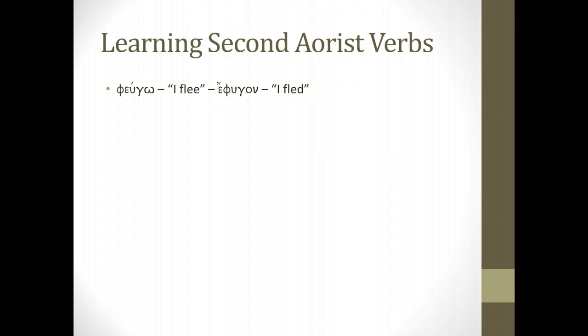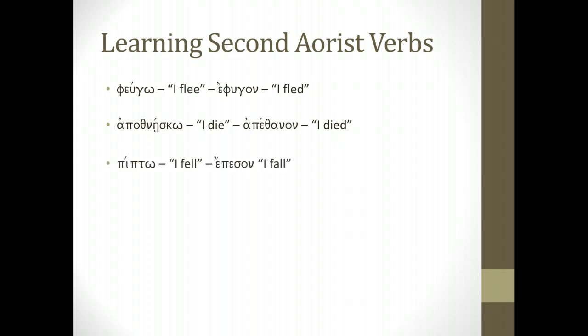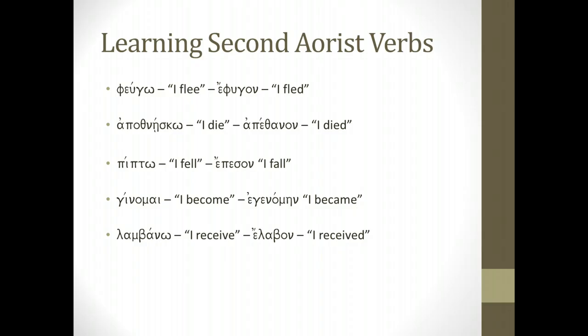Pheugo, which means I flee, becomes ephugon, which means I fled. Apothnesko, which means I die, becomes apethanon, I died. Pipto, which means in the present tense I fall, becomes epeson, I fell. Ginomai, which means I become, becomes egenomen, I became. And then finally, lambano, which means I receive, becomes elabon, I received.